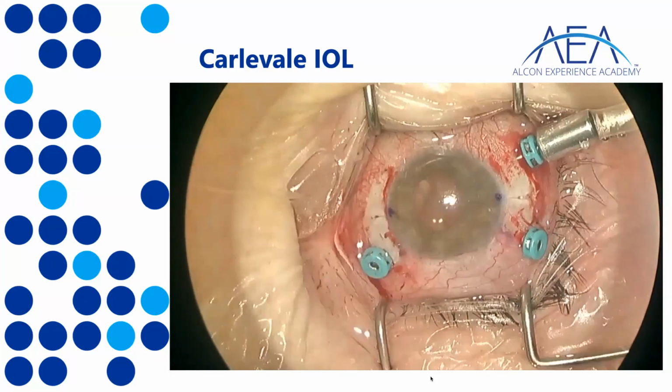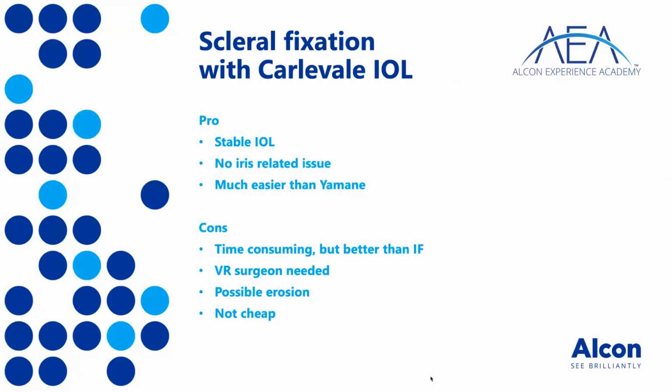Now, what are the advantages of this lens? It's a scleral fixation, so as before, the IOL is going to be very stable. There will be no iris-related issue as before, and it's indeed much easier than the Yamane technique. It's not super easy.